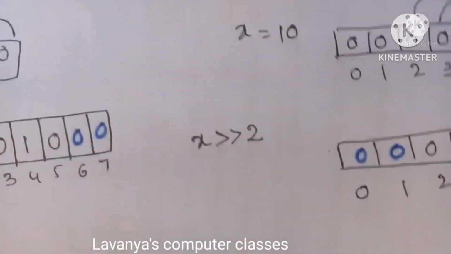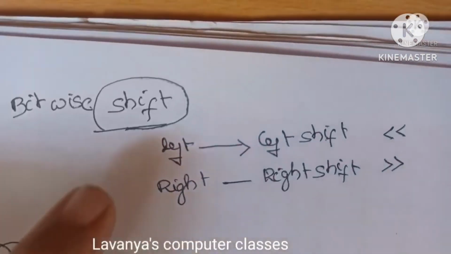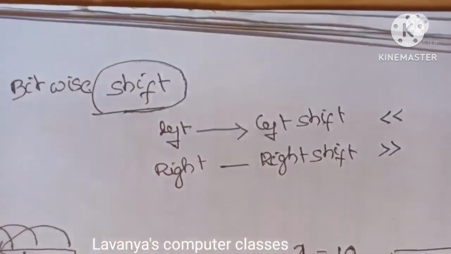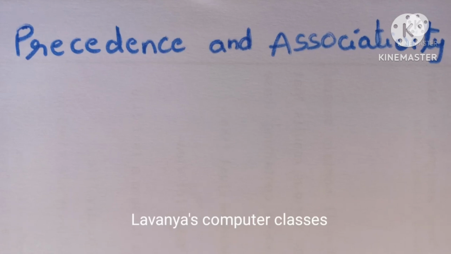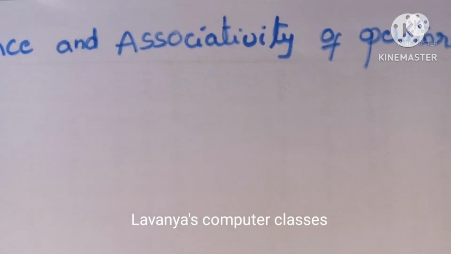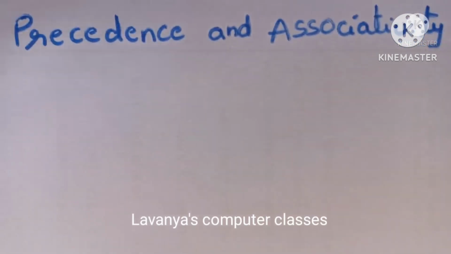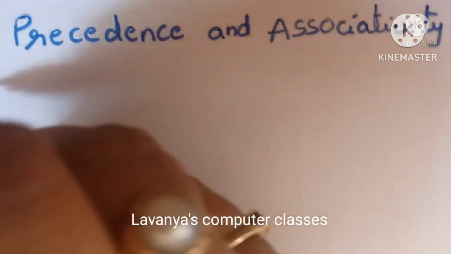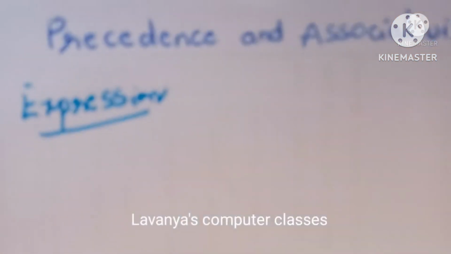These all are the bitwise operators: bitwise AND, bitwise OR, bitwise exclusive OR, ones complement, and bitwise shift operators. In this video, I will explain precedence and associativity of operators. Before going to precedence and associativity, first we will go for expression evaluation. I have already explained this concept in previous videos, but once again I will explain what an expression is and how to evaluate it.